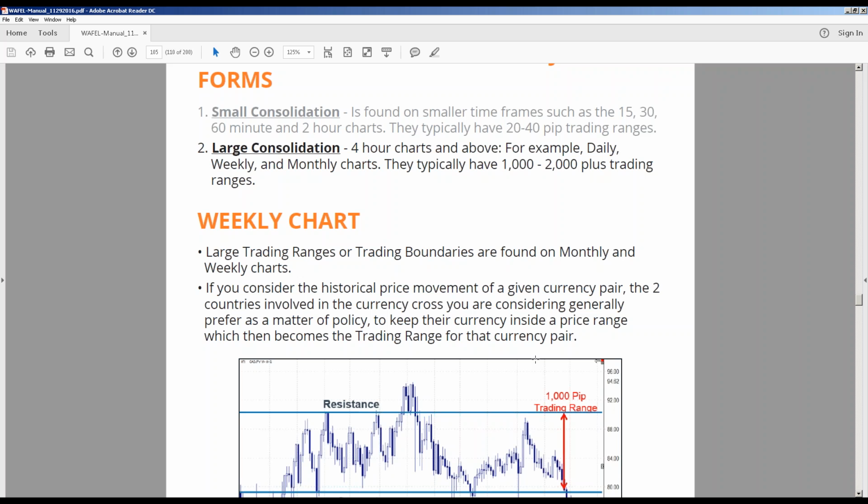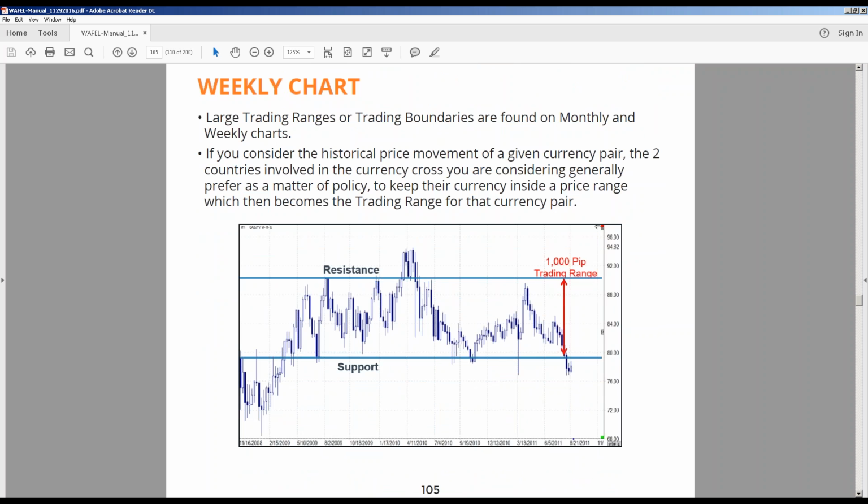Now we get to large consolidation. These are found on 4-hour charts and above. For example, daily, weekly and monthly charts. They typically have 1,000 to 2,000 plus pip trading ranges. Here's a weekly chart. Large trading ranges or trading boundaries are found on monthly and weekly charts.